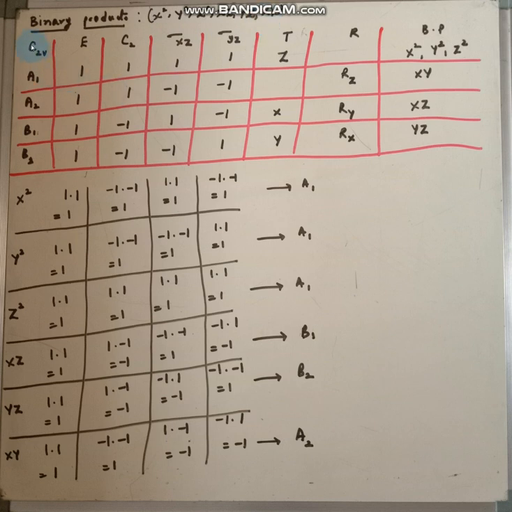Here I have shown a tabulated form which includes translation vectors, rotation vectors, and binary products in terms of x square, y square, z square, xz, yz and xy. The C2v point group has 4 irreducible representations. What are the irreducible representations? A1 is one of them. Similarly, A2, B1, B2. You can write it in a short form, no need to learn it by heart. You can directly write A1, A2, B1 and B2.